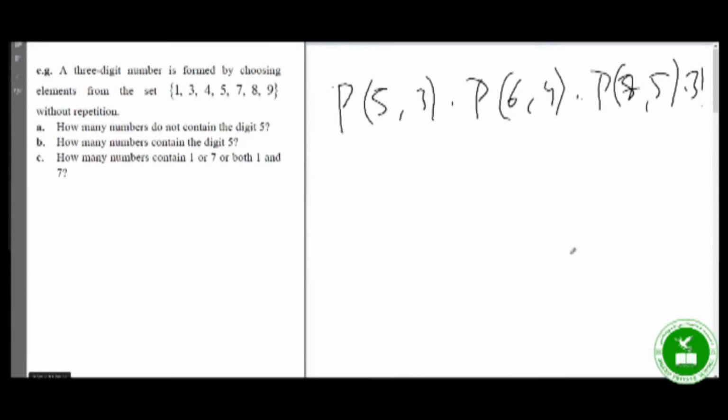Next example. A three-digit number is formed by choosing elements from the set 1, 3, 4, 5, 7, 8, 9. It means totally we have 7 digits here without repetition. In permutation we don't have repetition. If we have repetition, in this case we should use a different way.